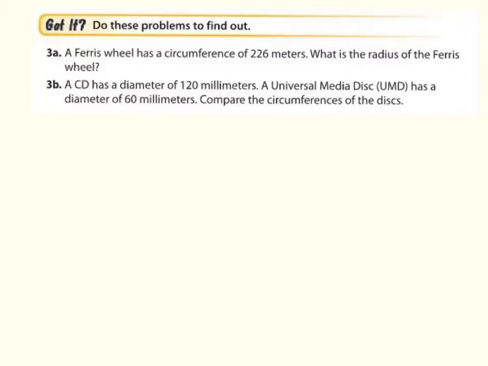A Ferris wheel has a circumference of 226 meters. So here's our Ferris wheel. Remember, this is our circumference all the way around, okay? So circumference is 226 meters. What is the radius? So we want to figure out the radius, not the diameter. So once we do find the diameter, we're just going to have to cut our answer in half to find the radius.